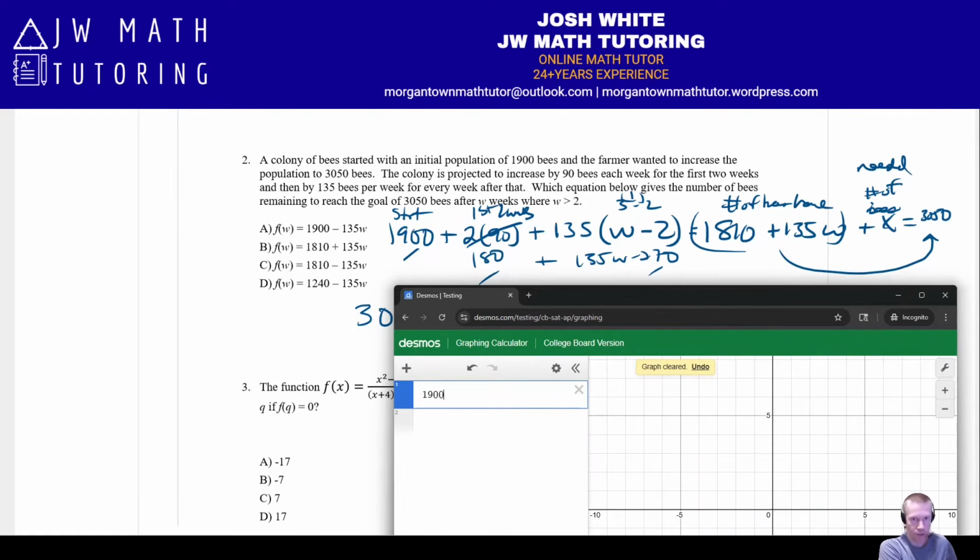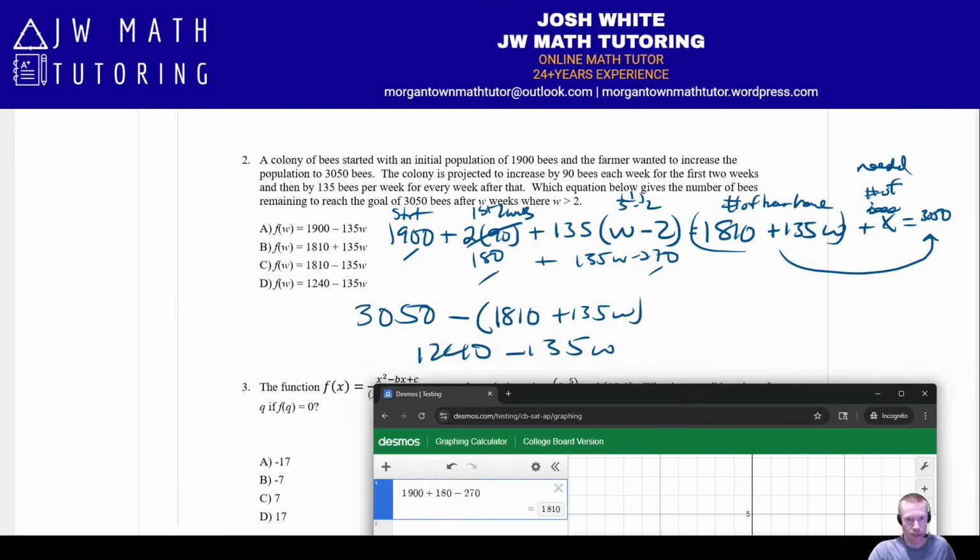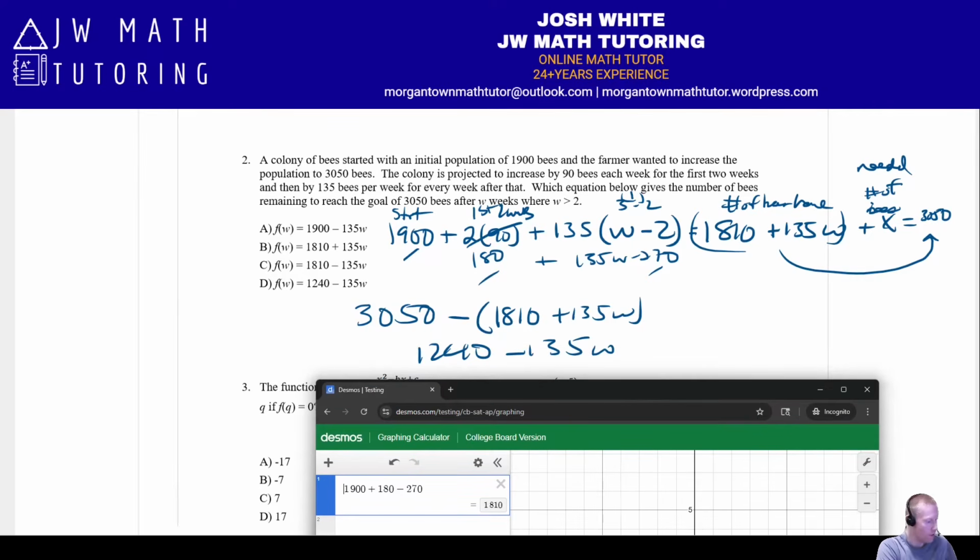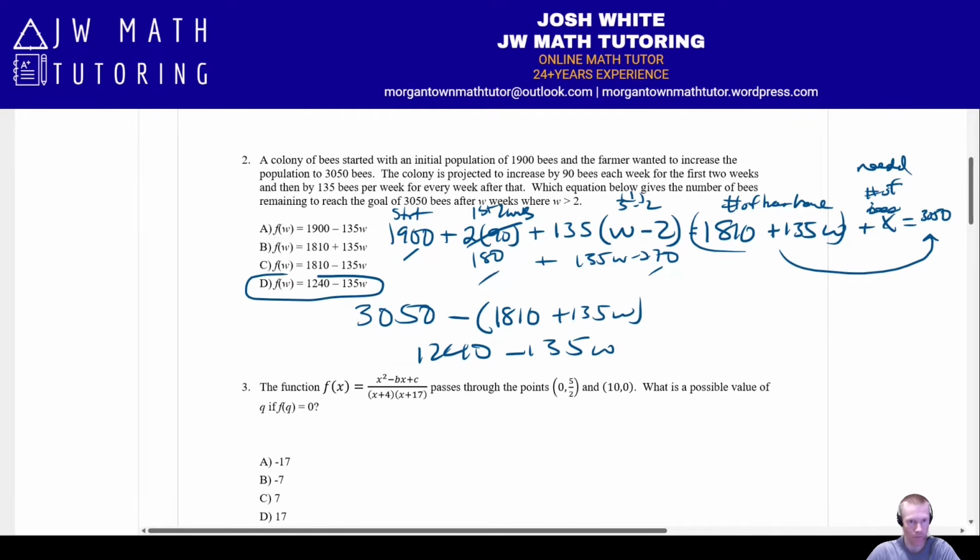So let's get rid of this 1900 plus 180 minus 270. First we have 1810. Okay, good. And then let's just put a giant parenthesis around that, 3050 minus that. Okay, 1240, and then obviously the 135W flips. So the correct answer here is going to be letter D.